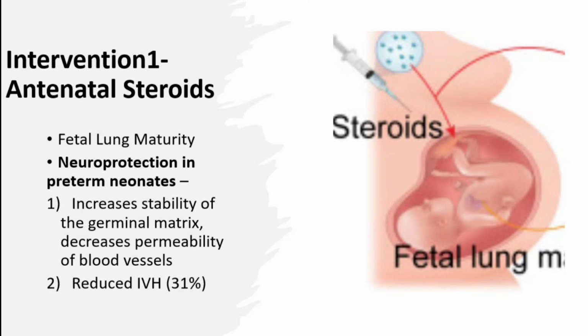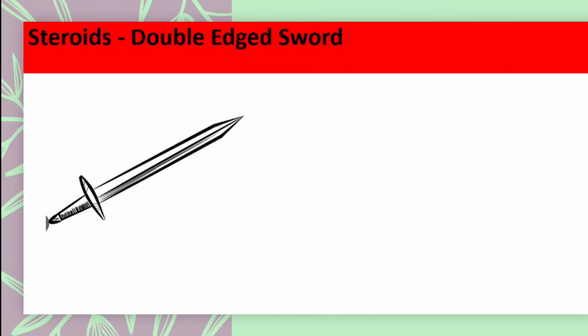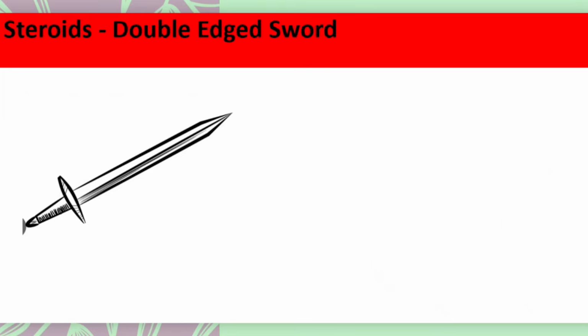As we all know, IVH is one of the major neurological morbidities in premature babies. So giving antenatal steroids and completing the course of antenatal steroids helps to decrease the chances of IVH and helps to stabilize the germinal matrix. But it is not that steroids are beneficial always. The use of steroids in antenatal as well as in postnatal scenarios is always a double-edged sword.